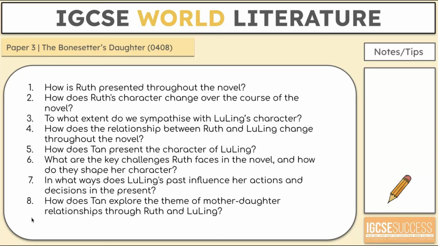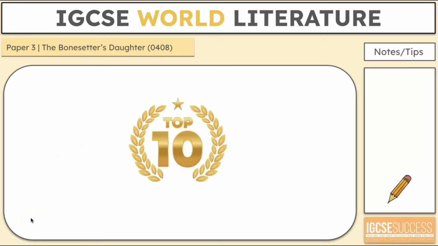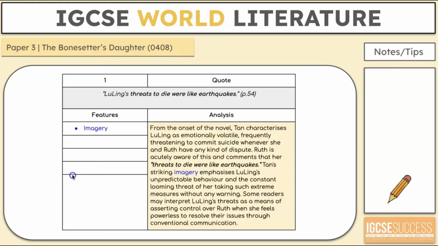So how is Ruth presented throughout the novel? Quite a standard question. How does Ruth's character change over the course of the novel? To what extent do we sympathise with LuLing's character? How does the relationship between Ruth and LuLing change throughout the novel? How does Tan present the character of LuLing? What are the key challenges Ruth faces in the novel and how do they shape her character? You get the idea, guys. So, without further ado, let's analyse the top 10 quotations that I've selected.